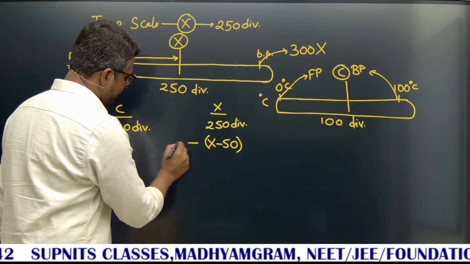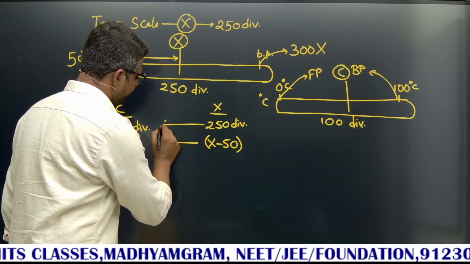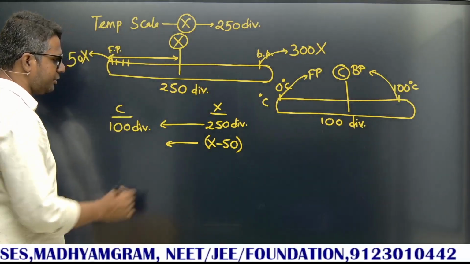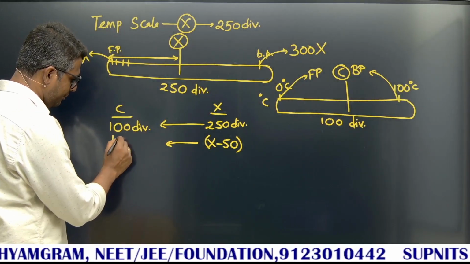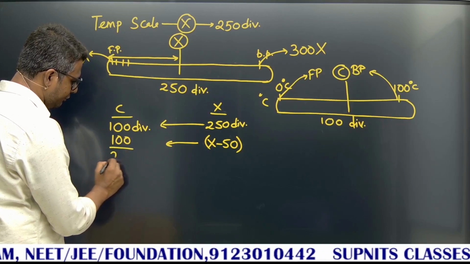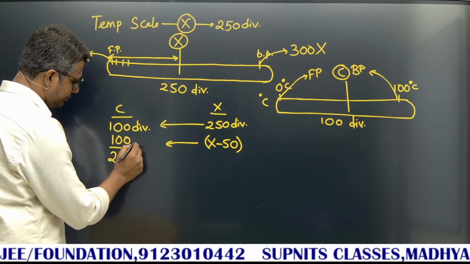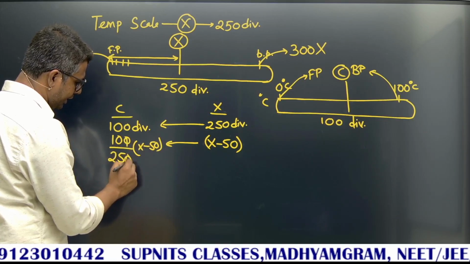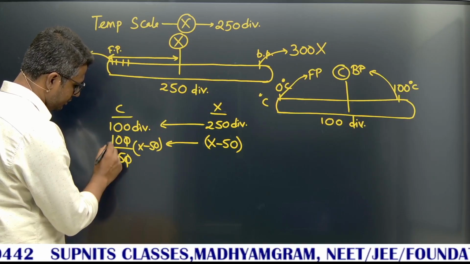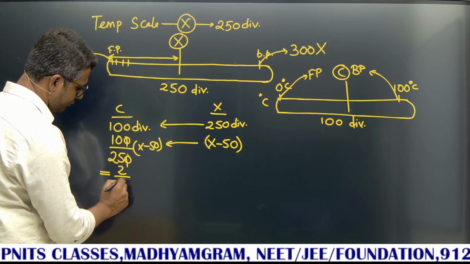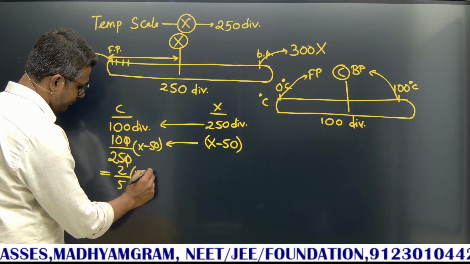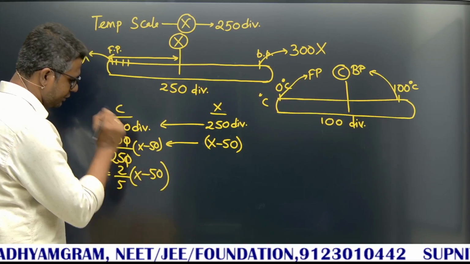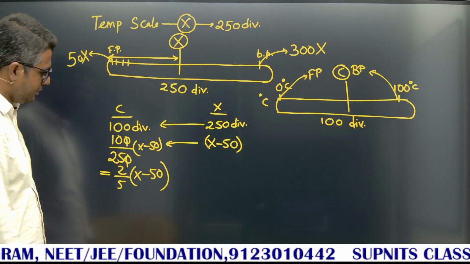So this X minus 50 division is corresponding to how many divisions? We will do unitary method. So this way it will come 100 by 250 into X minus 50. So I will try to simplify this. So this will come out to be 2 by 5 into X minus 50. Clear?